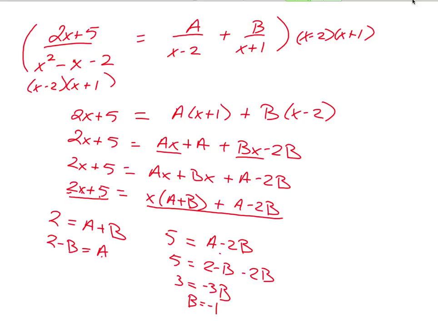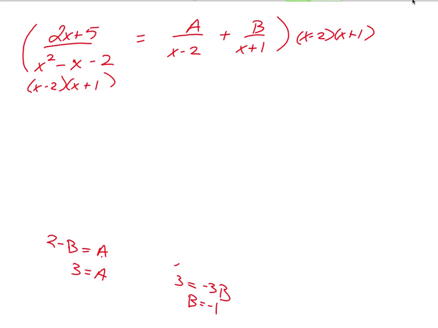What do I do with the negative 1? Plug it in over here. So if I plug negative 1 in here, that makes it a positive 1 plus 2. That tells me that a is equal to 3. Once I find a and b, now I'm ready to write my final answer. So my final answer is going to be that with the a and the b plugged in.